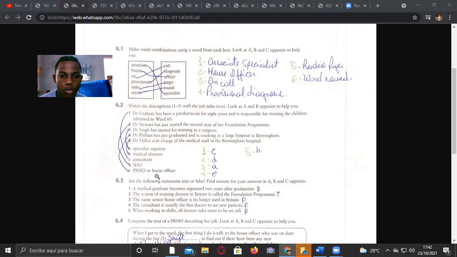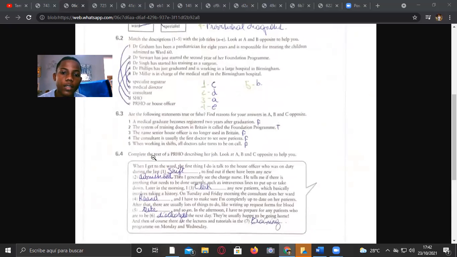PRHO, pre-registration house officer. Dr. Miller is in charge of the medical staff in the Birmingham Hospital. It is medical director. Are the following statements true or false? Find reasons for your answers in A, B, and C opposite.